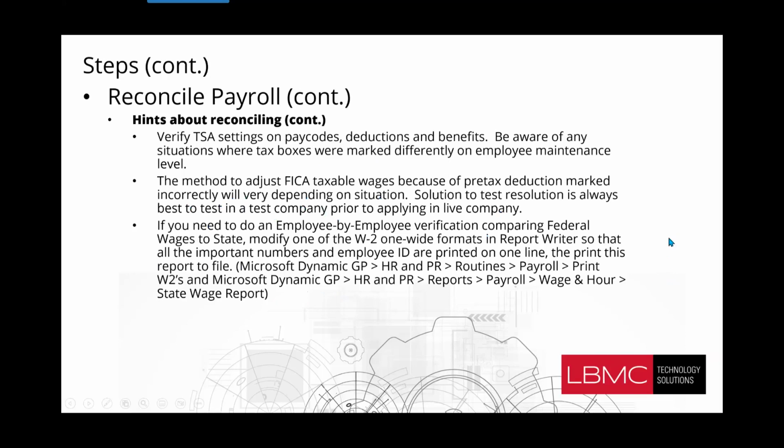If you need to do an employee by employee verification comparing the federal and state, modify one of the W-2 one-wide formats in Report Writer so that all the important numbers and employee ID are printed on one line. Then print this report to a file, and you can use that to look at to go researching your informations.